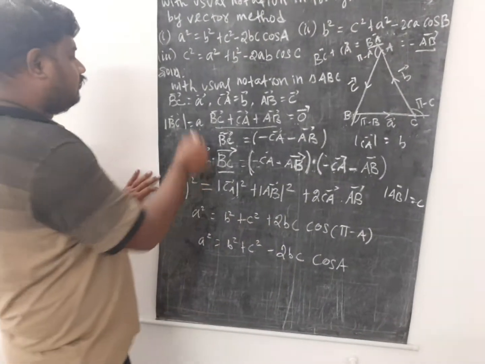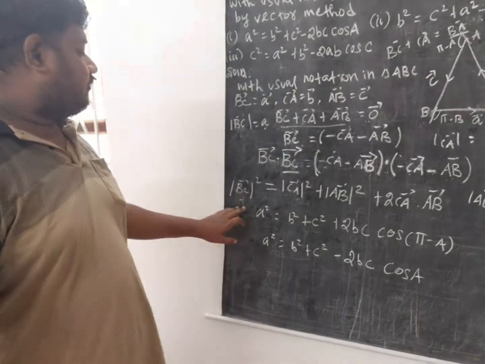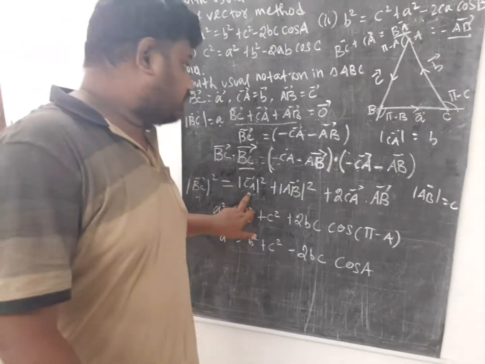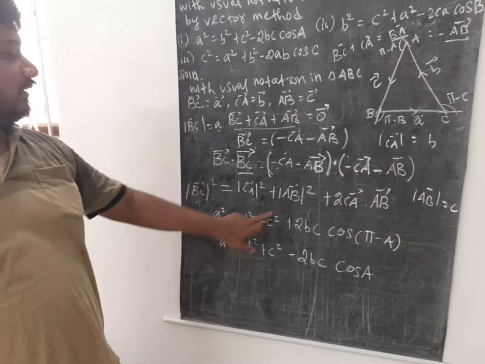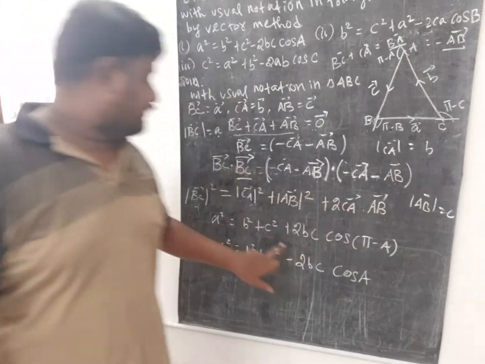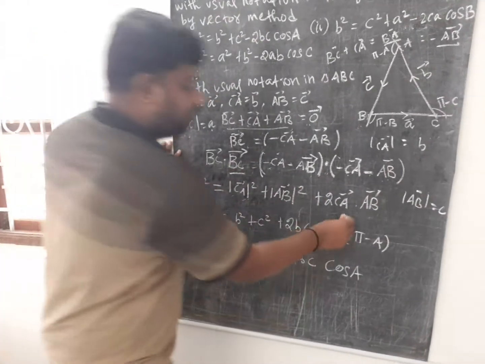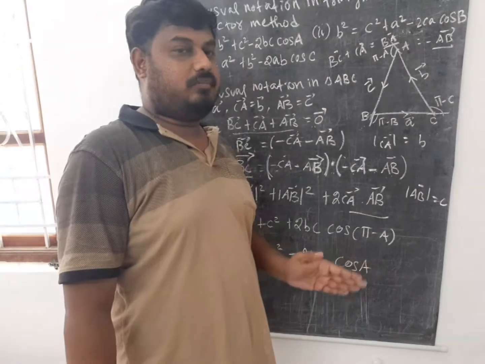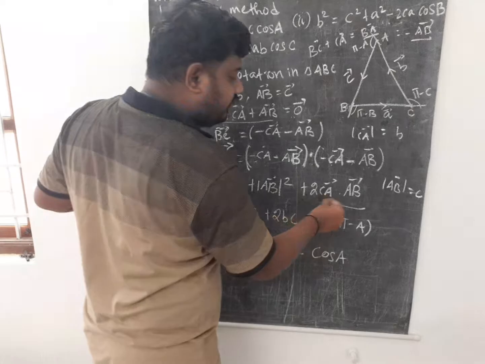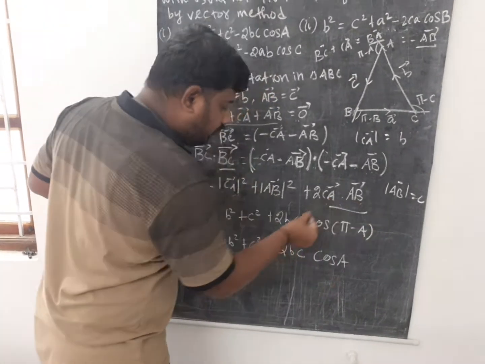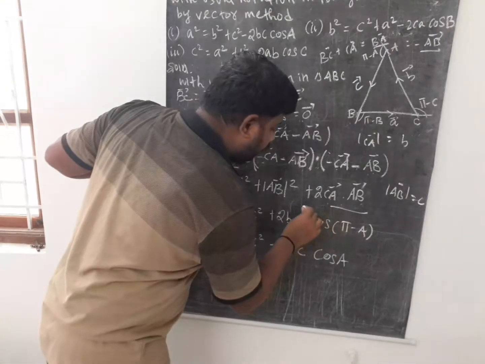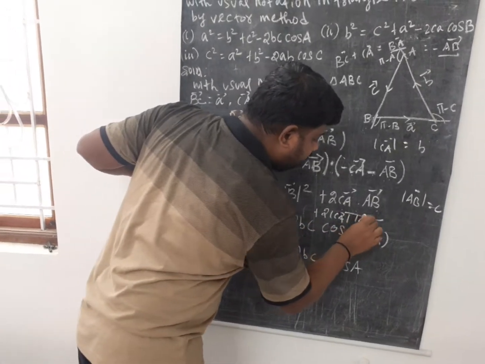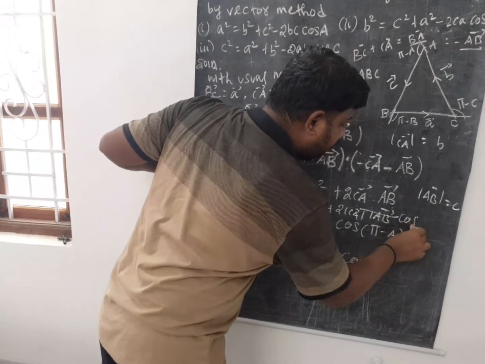I already told you modulus of BC vector is equal to a, so modulus of BC vector square means a square. Modulus of CA vector is b, so b square. Modulus of AB vector is c, so c square. Plus, here is the formula: A vector dot B vector is equal to modulus of A vector into modulus of B vector into cos theta. So for CA vector dot AB vector, it is modulus of CA vector into modulus of AB vector into cos theta.